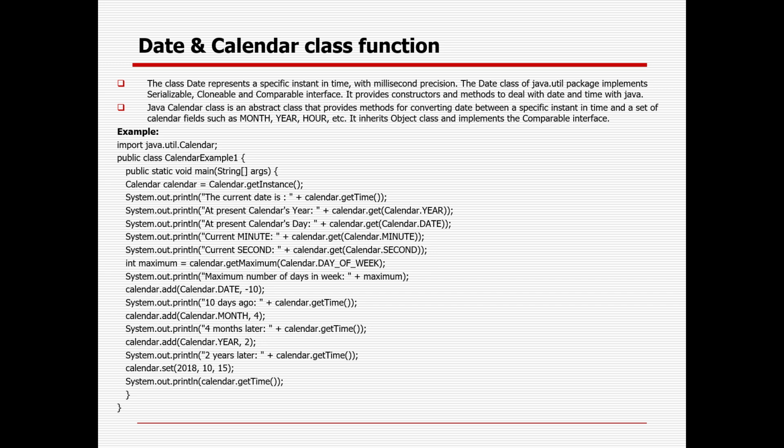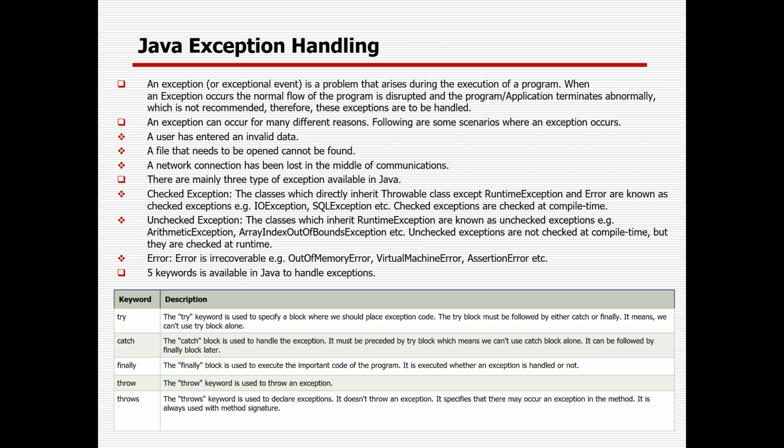Date and calendar functions I already showed you, right? You can create a calendar instance. After that, you can change or update the calendar. You can get the month, date, time, and different other things in the calendar. And the date class is also available to print the current date of the system. You can also change the format of the date based on the requirement. The SimpleDateFormat class is also available.